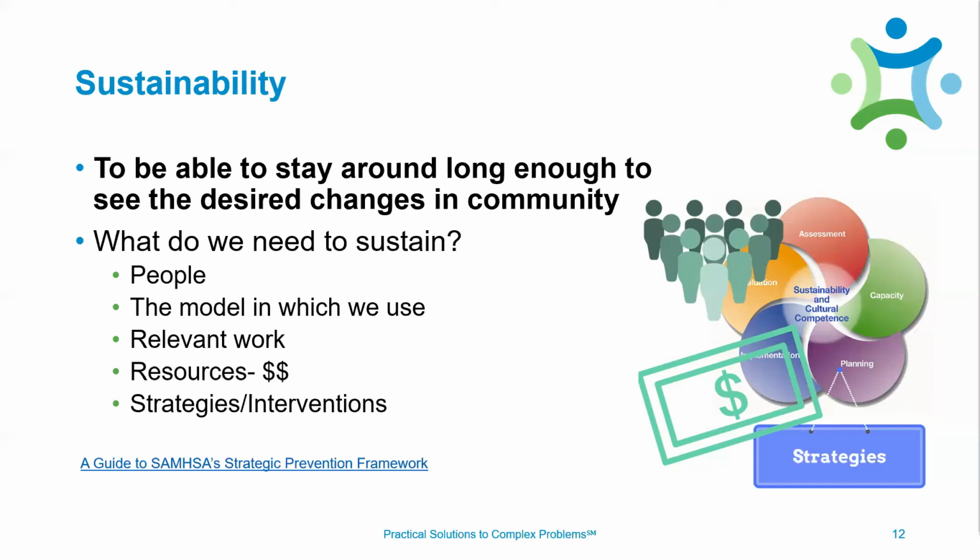Next, what we need to sustain is relevant work. So pretty self-explanatory there. Resources is probably the second biggest one in my eyes. Obviously, people are very important. We need people to do this work, but we also do need resources, and people do kind of go into that resource piece as well.